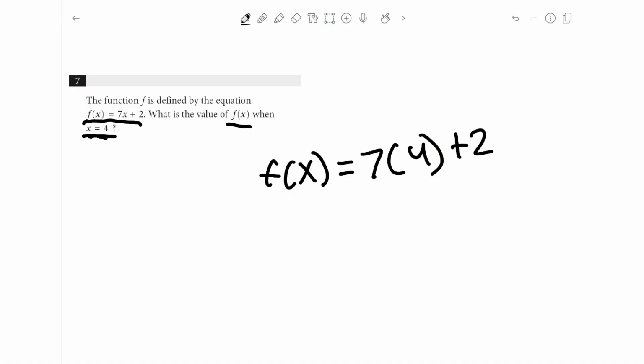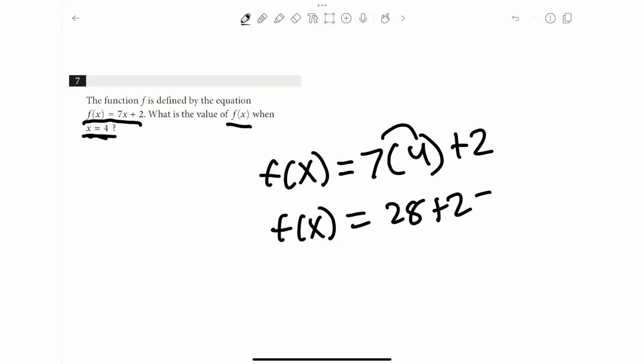And now let's just break it down. F of x equals 7 times 4 is 28, plus 2 equals 30. And that is our answer.